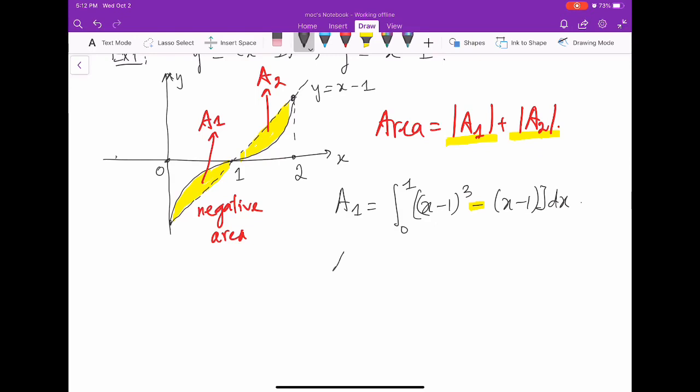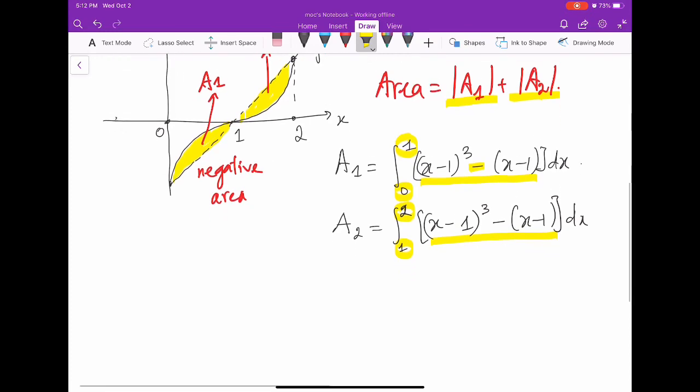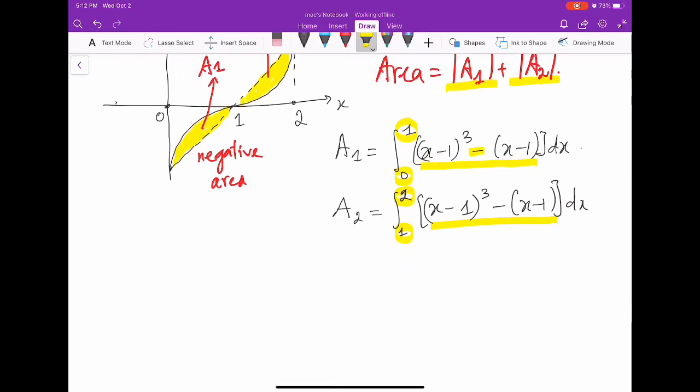And then what is A2? Let's say A2 is integral from 1 to 2. I still write (x minus 1) cubed minus (x minus 1) dx. The reason I do that is because I want to have the same function in here and in here, so I only need to find the antiderivative one time. And then I just plug integration limits 0 and 1, and then 1 and 2, into those functions. Okay, so let's find the antiderivative of this function.